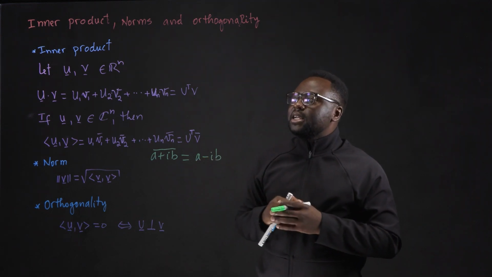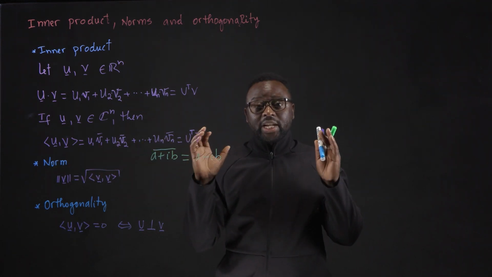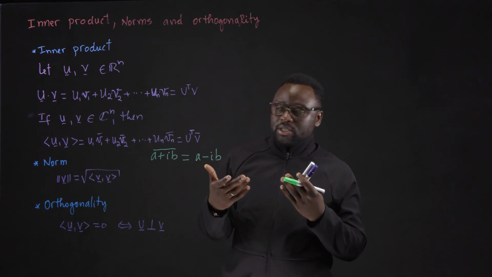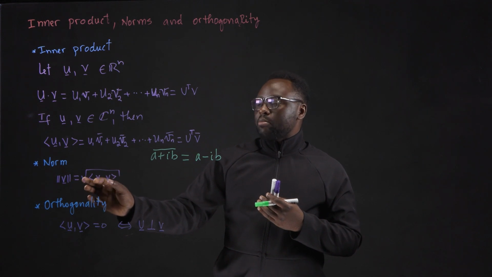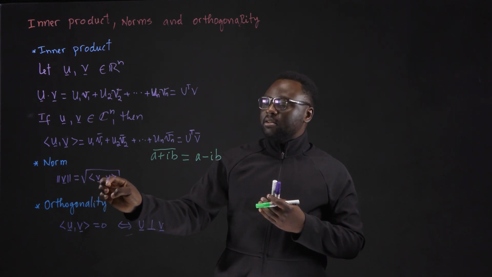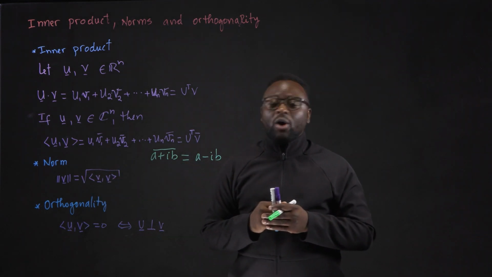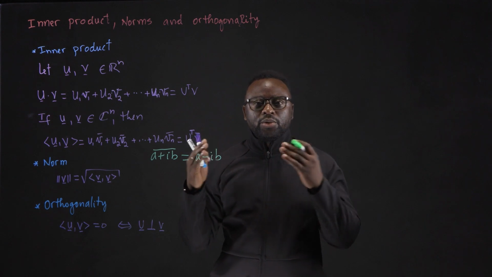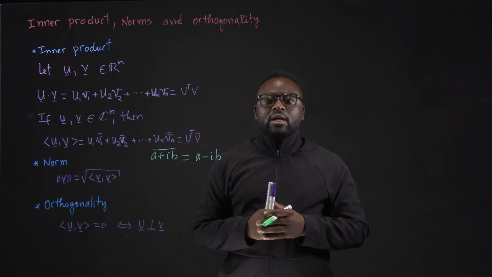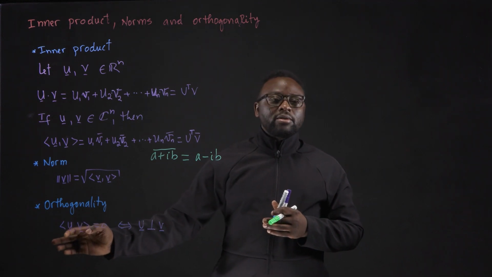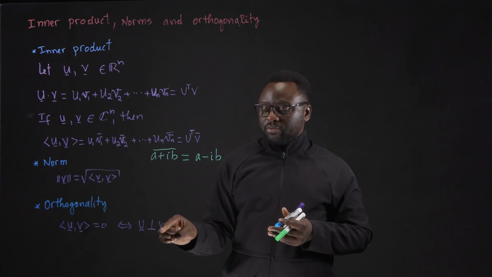Once we understand this inner product, let's move to the norm. What's the norm of a vector? If you have a vector v of dimension n, then by definition, the norm of the vector is just the square root of the inner product of vector v and v, okay? So this is simple. And the last concept here is orthogonality. If you have two vectors, u and v, we say that vector u is orthogonal to vector v if and only if their inner product is 0. This is equivalent to saying u is orthogonal to v.